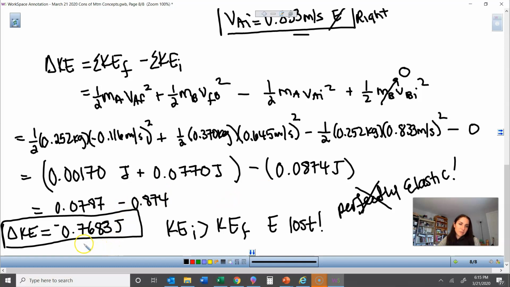Now, I mean, we could argue maybe a little bit that this is close enough to zero, which is fine with me, because it is pretty close to zero. It's not a significant amount of energy lost. It's a pretty small amount of energy lost. I would say it's nearly perfect. Is that a conundrum? This is a nearly perfect elastic collision. Regardless, that's how you find the kinetic energy.